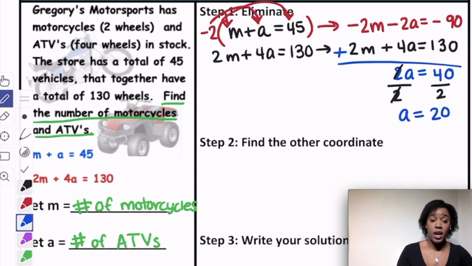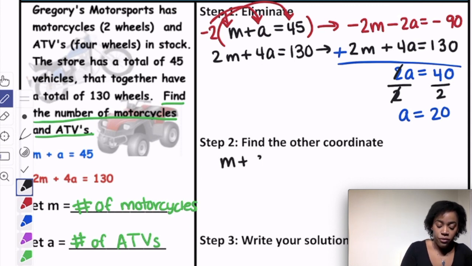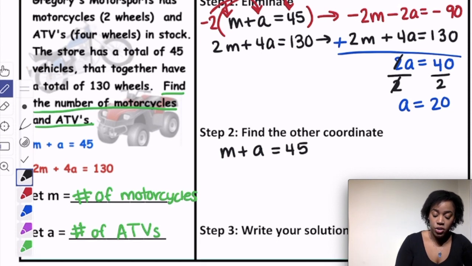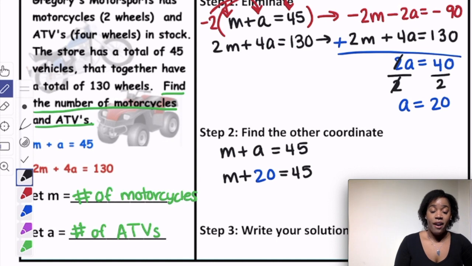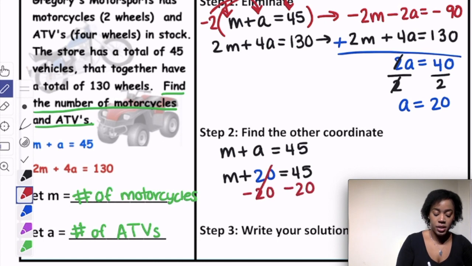Now we're going to use that and one of the equations from our original system of equations in order to find the number of motorcycles. So the simplest equation, it's the equation that doesn't have a coefficient for m, is the first equation in the system. So we're going to substitute the value of a into this equation. So we have m plus 20 equals 45. We'll isolate m by subtracting 20 on both sides, and we'll get that m equals 25.